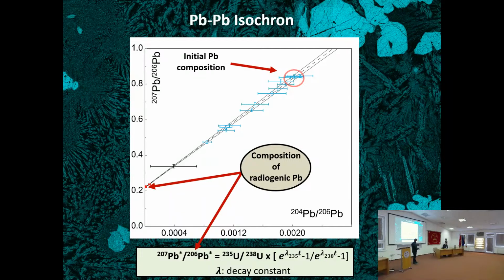On the top of it, here, we have the isotopic composition of initial lead. At the intercept of the y-axis, here, we have the composition of radiogenic lead. And with this formula, we can calculate the age of the sample.